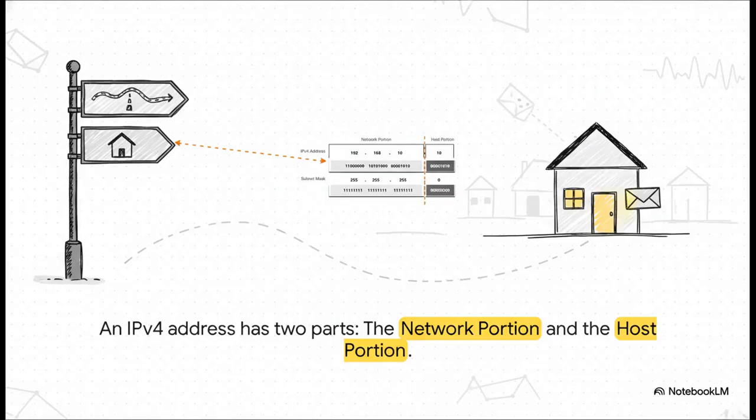Here's the key thing you have to get. Every single IPv4 address is actually doing two jobs at the same time. Part of the address tells you what network it's on. Think of that as the street name. The other part points to the specific computer on that network. That's the house number. You need both to get data to the right place.